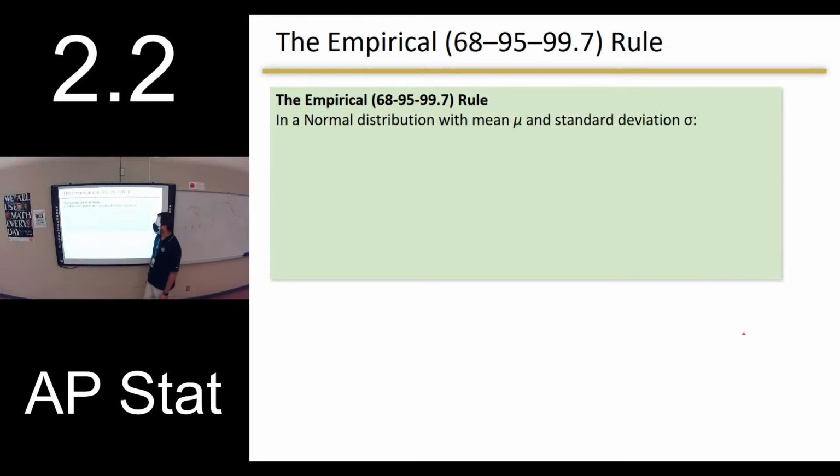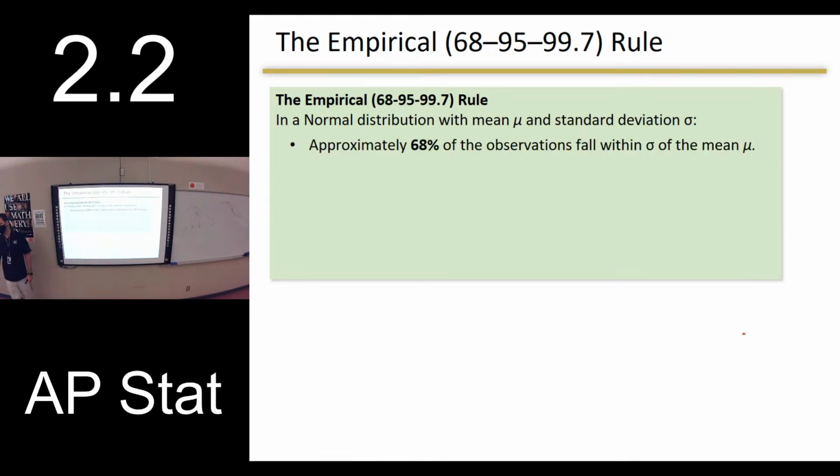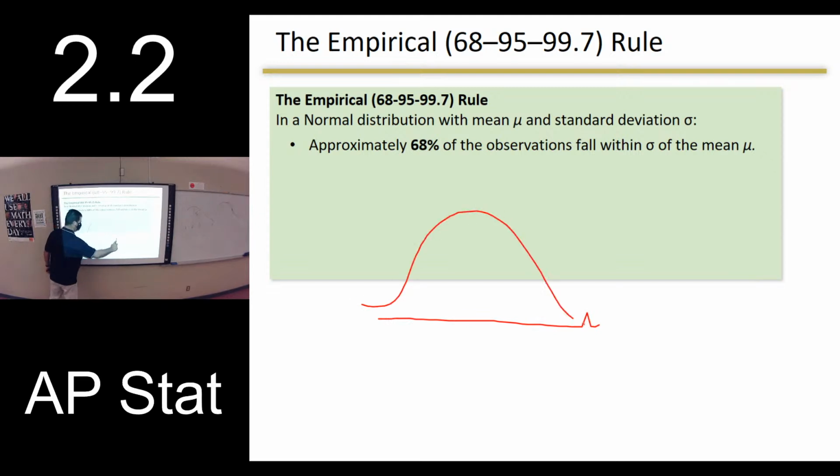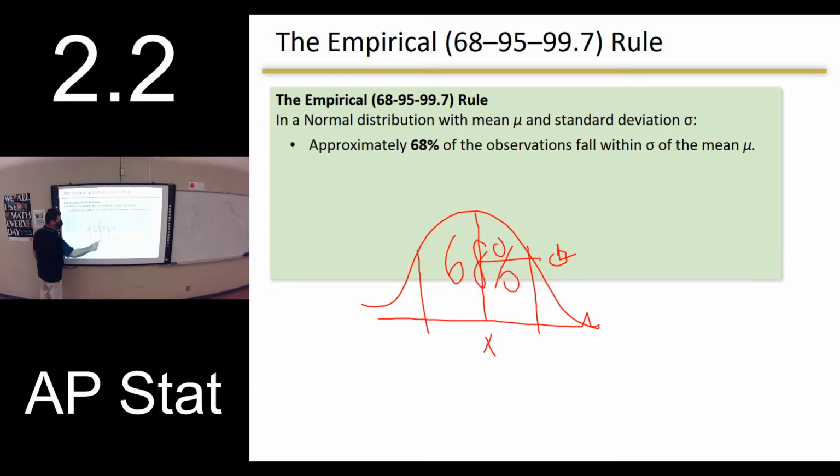So what it says is, in a normal distribution with some mean and some standard deviation, it does not matter what the mean is or what the standard deviation is, 68% of the data will be within one, that's just a single, standard deviation of the mean. So if I draw a normal curve, there's the mean, there's the standard deviation. That will be 68% of the data.